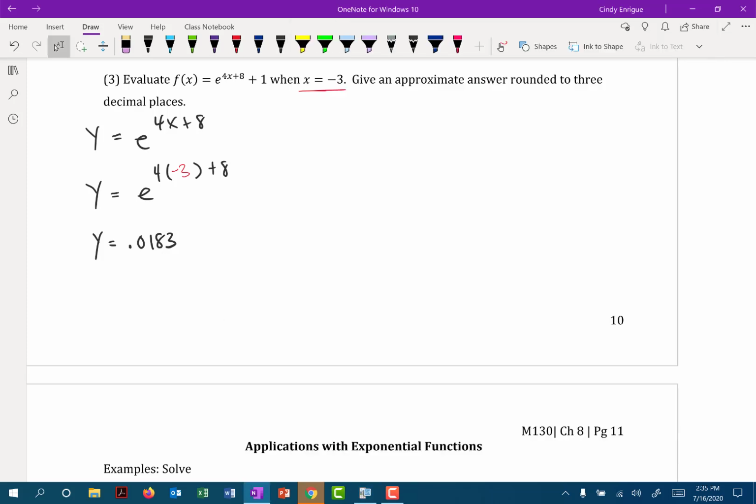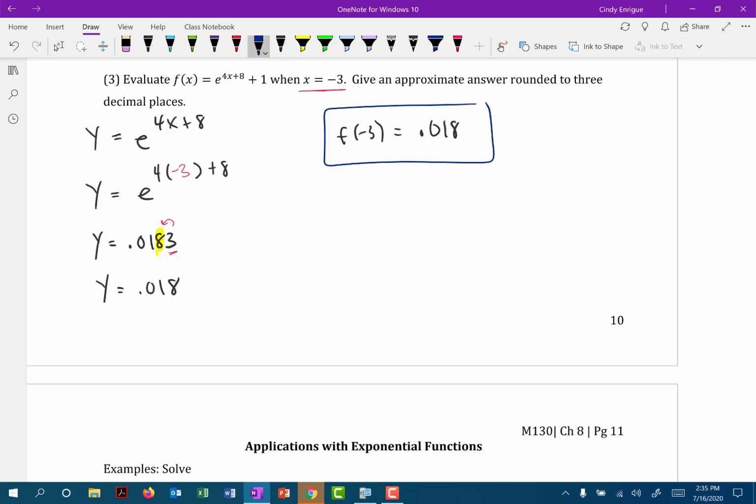Okay, good. So since it says to round to the 3 decimal places, there's 3. So that fourth digit tells us what to do. It tells us to leave it alone. So y is equal to 0.018. So now I know that f of -3 is equal to 0.018 as your final answer.